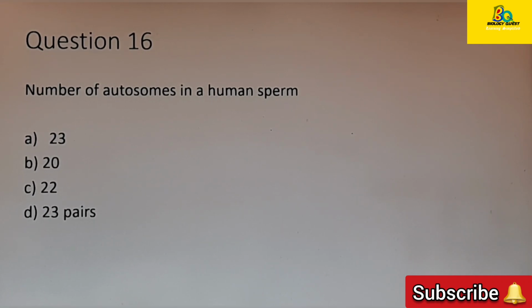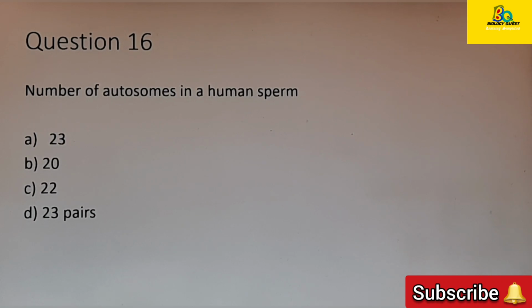We know the number of chromosomes in a human being is 46 or 23 pairs, isn't it? So during gamete formation, what is the type of cell division that is taking place? It is meiosis. What is the peculiarity of the cell division here? The chromosome number is getting reduced to half. So what is the total number of chromosomes in a human sperm? It is 23. Okay. Now here the question is number of autosomes in a human sperm.